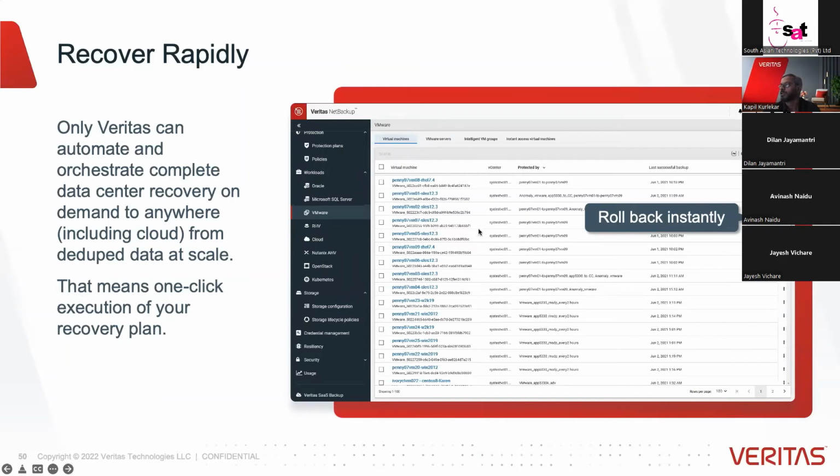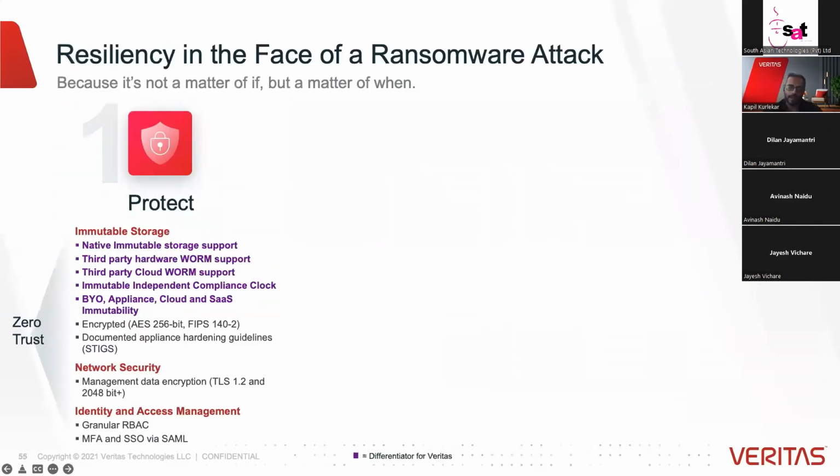Okay, so this is a snapshot from the NetBackup UI, right? Wherein you can see all the registered VMs. You can select a bunch of VMs and say rollback instantly. It's going to ask you where you want to roll it back, and you can put it back onto either the same location or maybe even in the cloud.